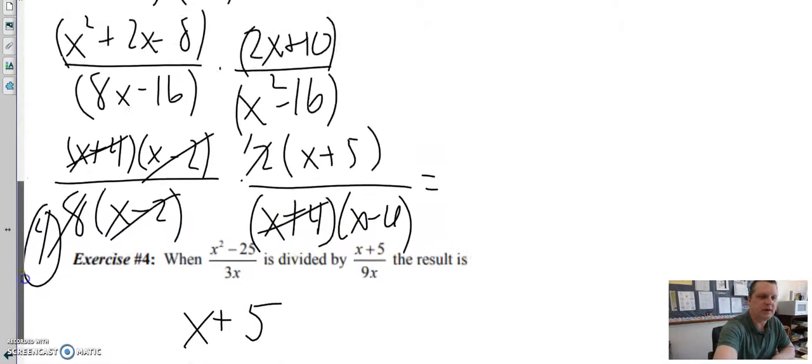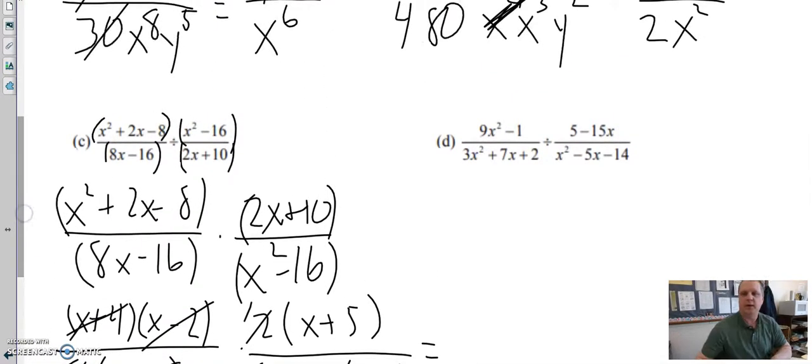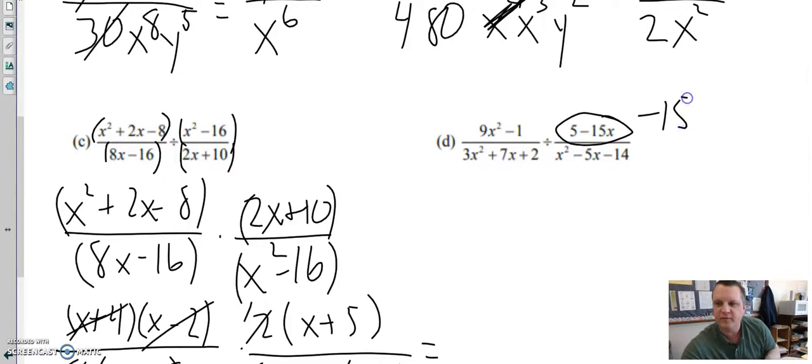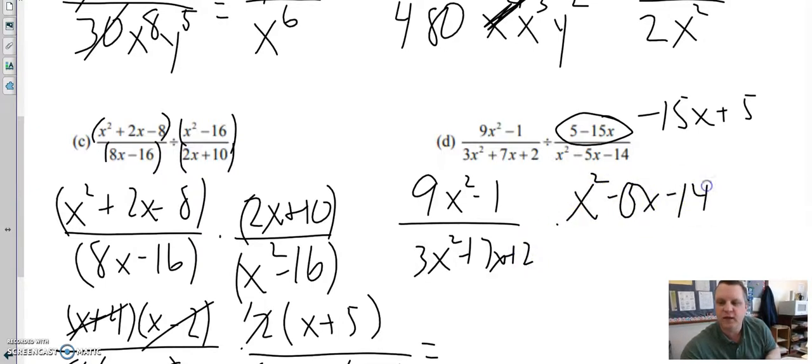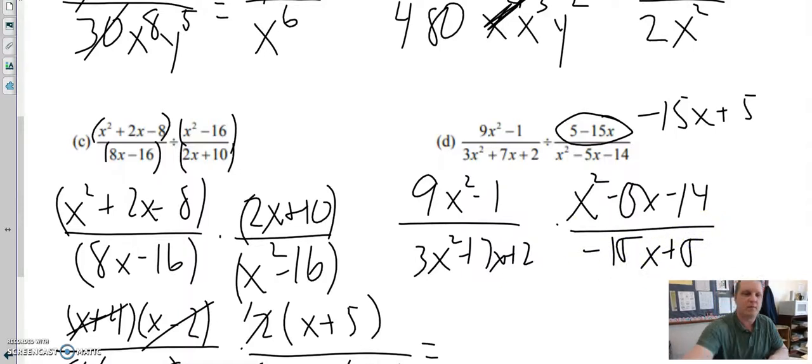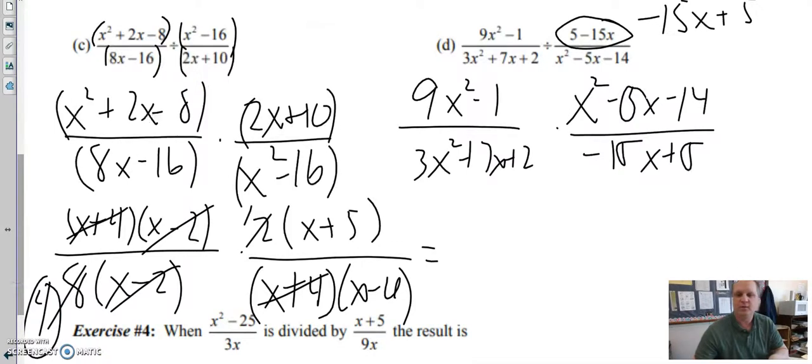That's fine to leave it just like that, unless it's multiple choice, then you've got to get it to match up. Okay, now this next one, a lot of things going on here. So this first, negative 15x plus 5, 9x squared minus 1, 3x squared plus 7x plus 2, times x squared minus 5x minus 14 all over negative 15x plus 5. Okay, ugly fives, I know.